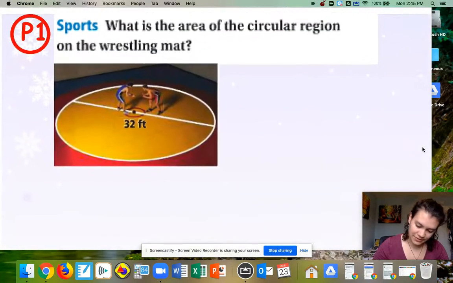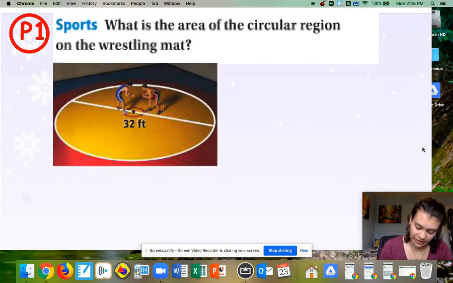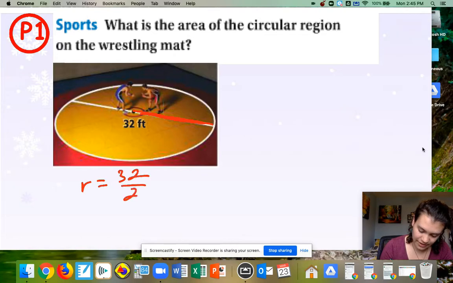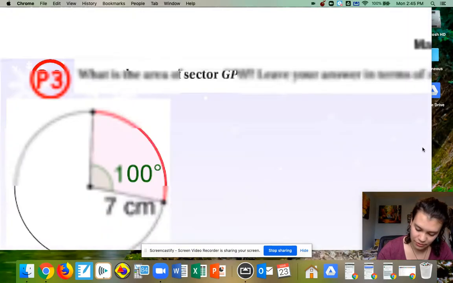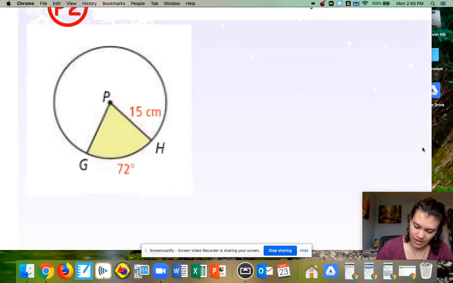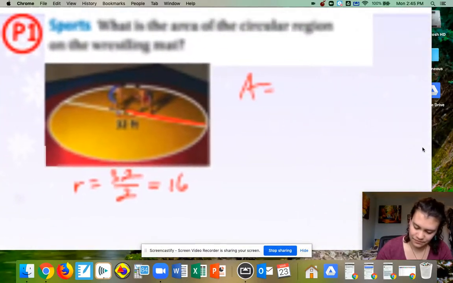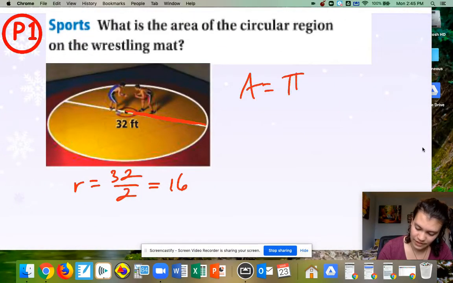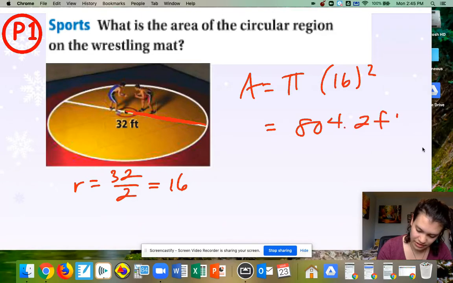So some examples. Here we want to figure out the area of this wrestling mat. So we want the radius. It's giving us all the way across, the diameter. So we want to take 32 divided by 2 to get a radius of 16. So if we want to enter it into our formula, you want pi times the radius squared, so times 16 squared. And this will give us 804.2 feet squared.